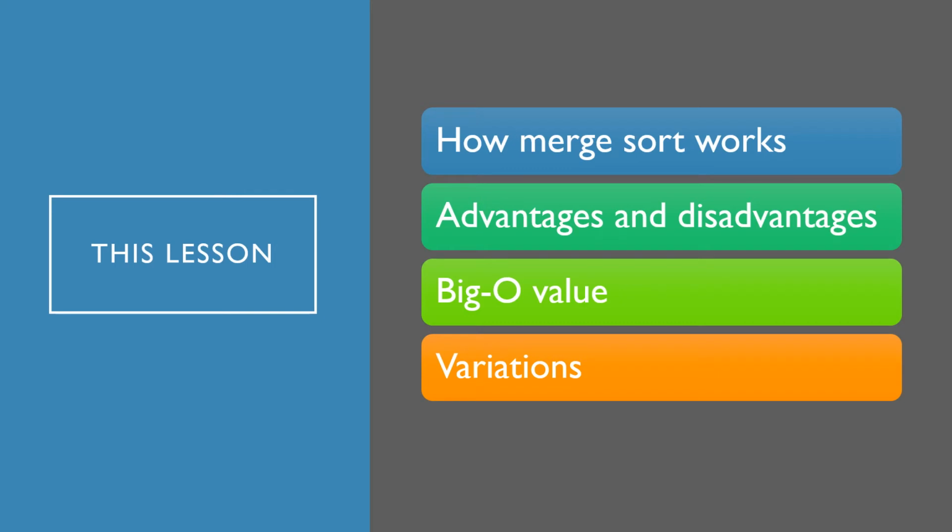So in this lesson, I'm just going to talk about how the merge sort will work and think about its advantages, its disadvantages, the big O value, and briefly review some of the variations that we might write. But actually writing the code will be in lesson 3. You can watch these lessons, of course, in any order that you like.